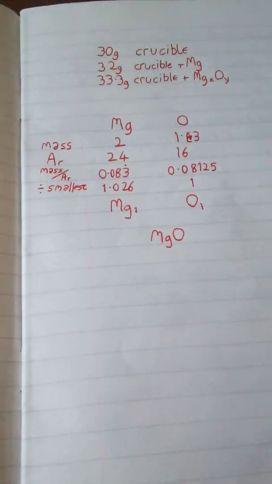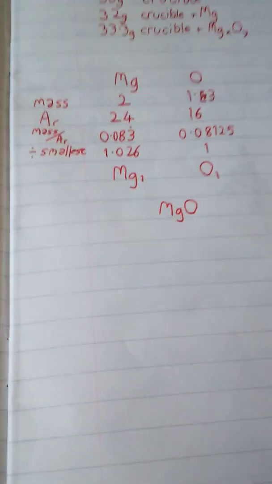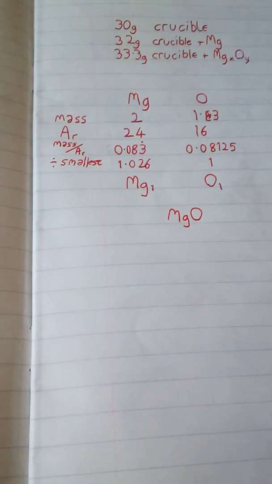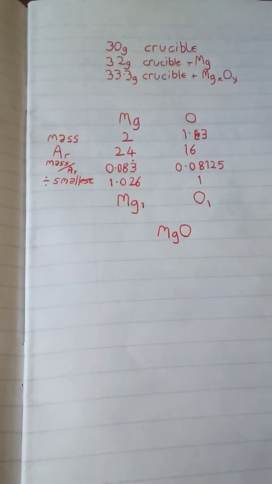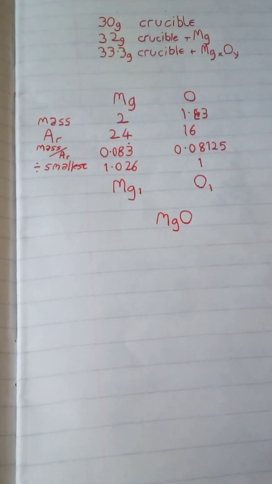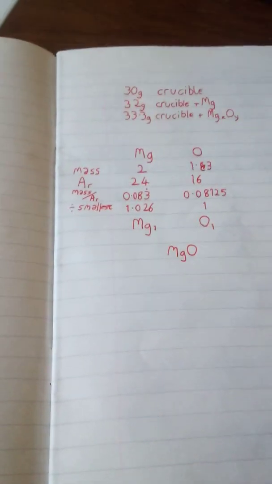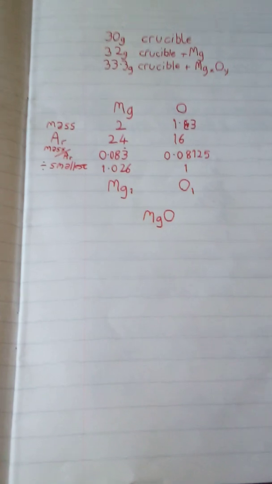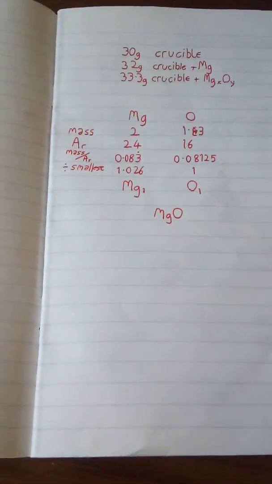How could we improve that? Well, there were ways: we could heat the magnesium lots of times, or we could make the reaction go further, or we could clean the magnesium before, because there's some magnesium oxide already on the outside. Magnesium does react really, really slowly. It does react with air. There were quite a few errors that could have been there. So that was your practical and how you calculate.